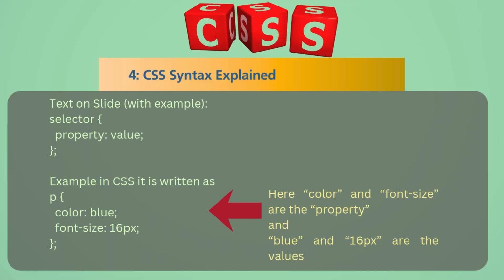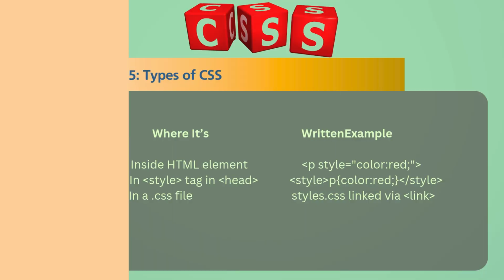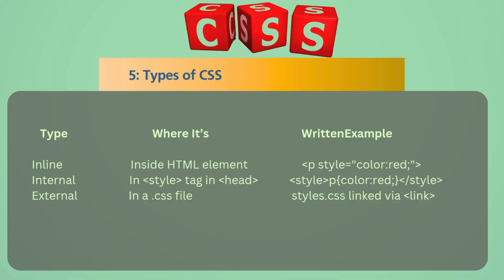Slide 4, CSS syntax explained. Every CSS rule starts with a selector: what do you want to style? Then come the curly braces containing properties and values. Always end a line with a semicolon. So, types of CSS. CSS can be written directly in HTML tags, that is inline, inside a style block, that is internal, or in a separate file, that is external. For large projects, external CSS is always preferred.